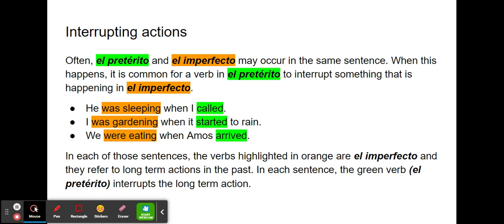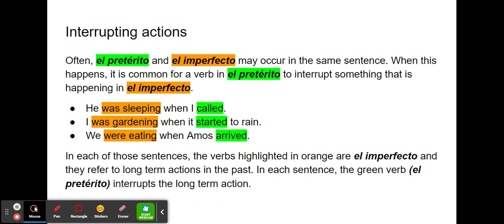Last example, we were eating when Amos arrived. We were eating. We don't know when we started eating. It's not clear how long we had been eating. It's clear that the action of eating has not been completed because then it gets interrupted when Amos arrives. So we were eating is el imperfecto. Amos arrived at a specific instant, so that would be el pretérito.